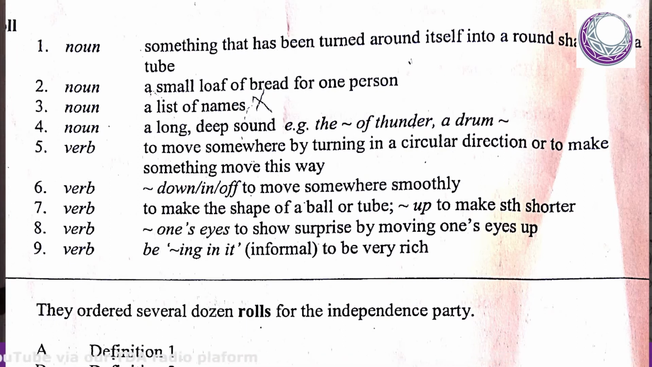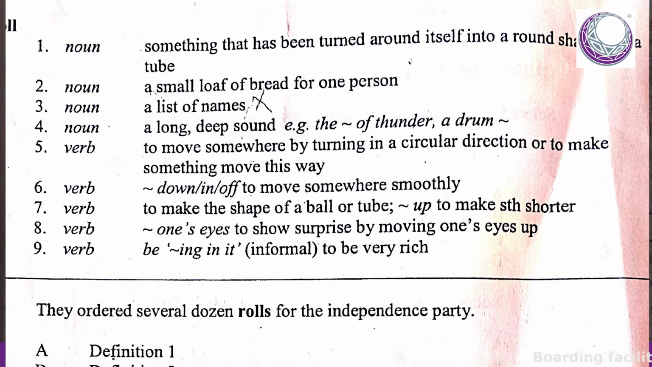So the first meaning says, something that has been turned around itself in a round shape like a tube. The second meaning says, a small loaf of bread for one person. The third one says, a list of names. It's a roll. The fourth one, a long deep sound. The example given, the sound of thunder or a drum. That's a roll, drum roll. When somebody does well, you beat the drums to encourage them, isn't it?